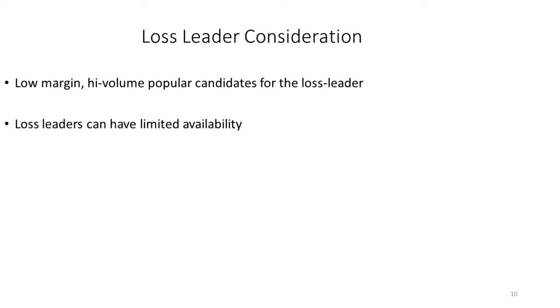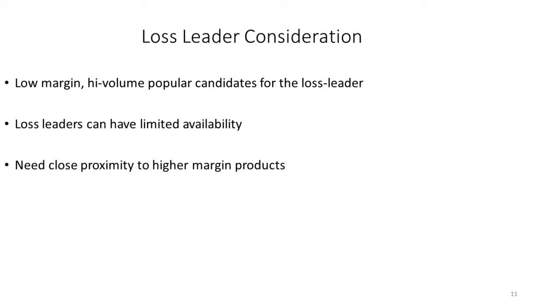Loss leaders, as we showed earlier, can have limited availability. You can advertise a fantastic deal, but you can restrict the quantity of the deal that's available. And you can restrict the quantity that people can purchase, like only one item per purchaser or something like that.